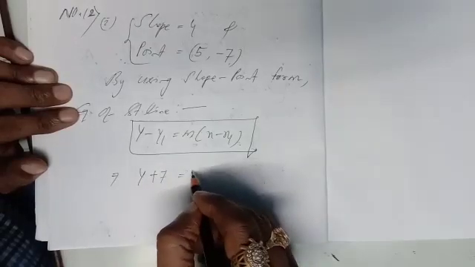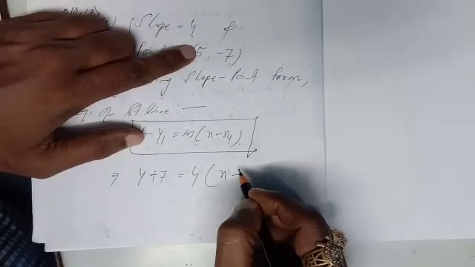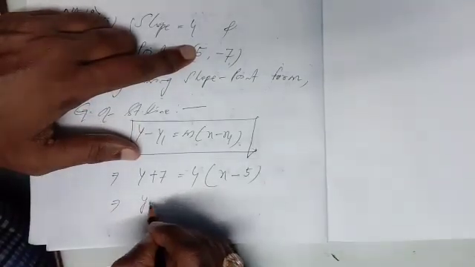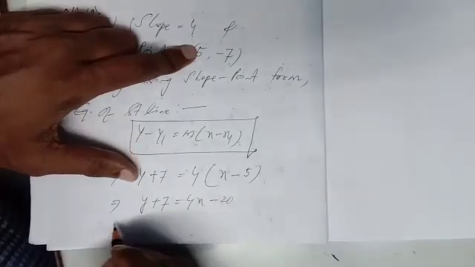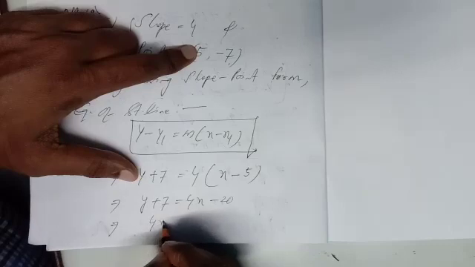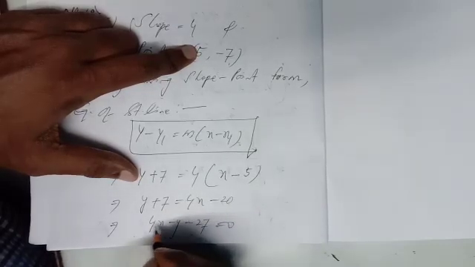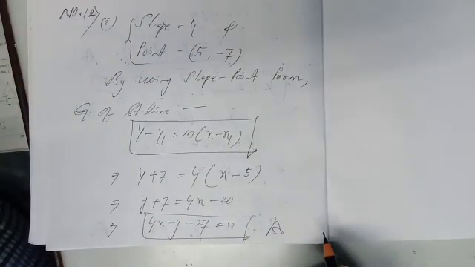What is the value of m? That is 4, slope given. X minus x1, x1 is 5. Now you have to open the bracket and simplify. Y plus 7 equals 4x minus 20. Finally what will you get? 4x minus y minus 27 equal to 0. This is the equation of the required line having slope given and 1 point given.